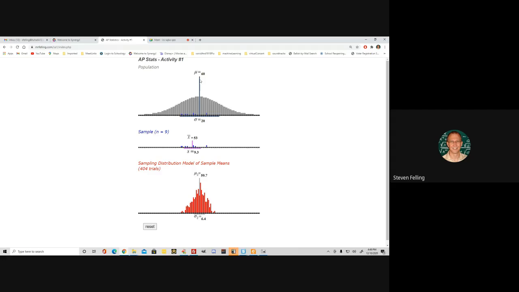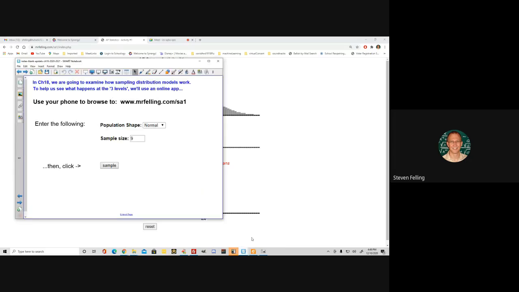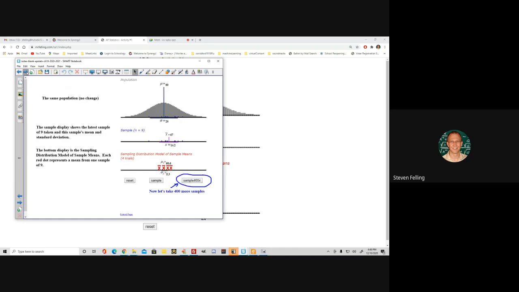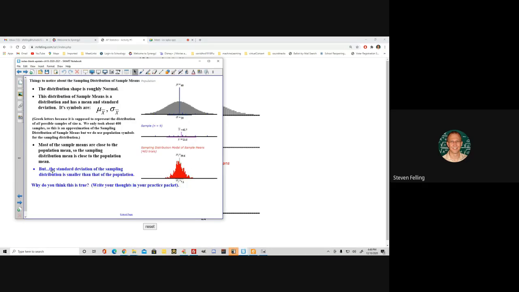But I want you to notice something here. The amount of variation of the sample means is lower. The standard deviation down here is only 6.4, but the standard deviation of the individual values in the population is much higher at 20. So think about that for a second and ask yourself, why is that happening? Let me go back to the notes for a second. Most of the sample means are close to the mean, and the standard deviation is smaller.